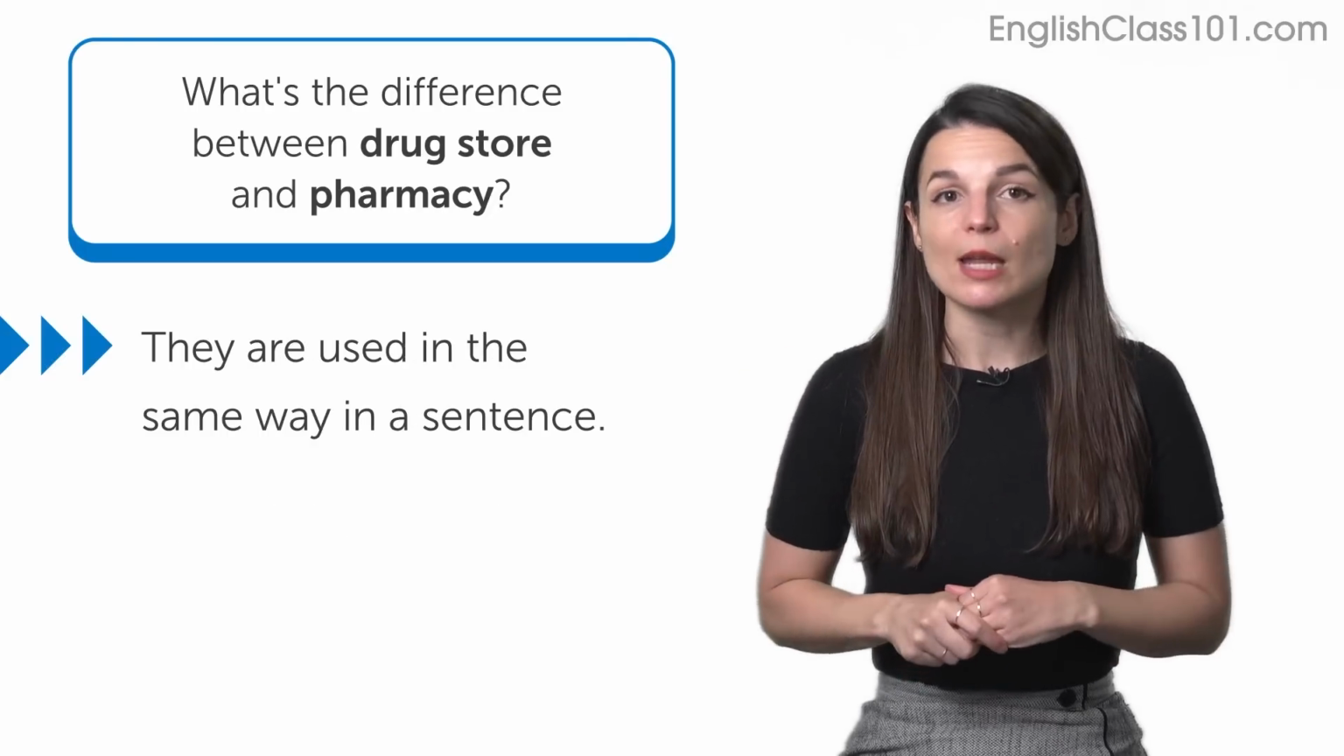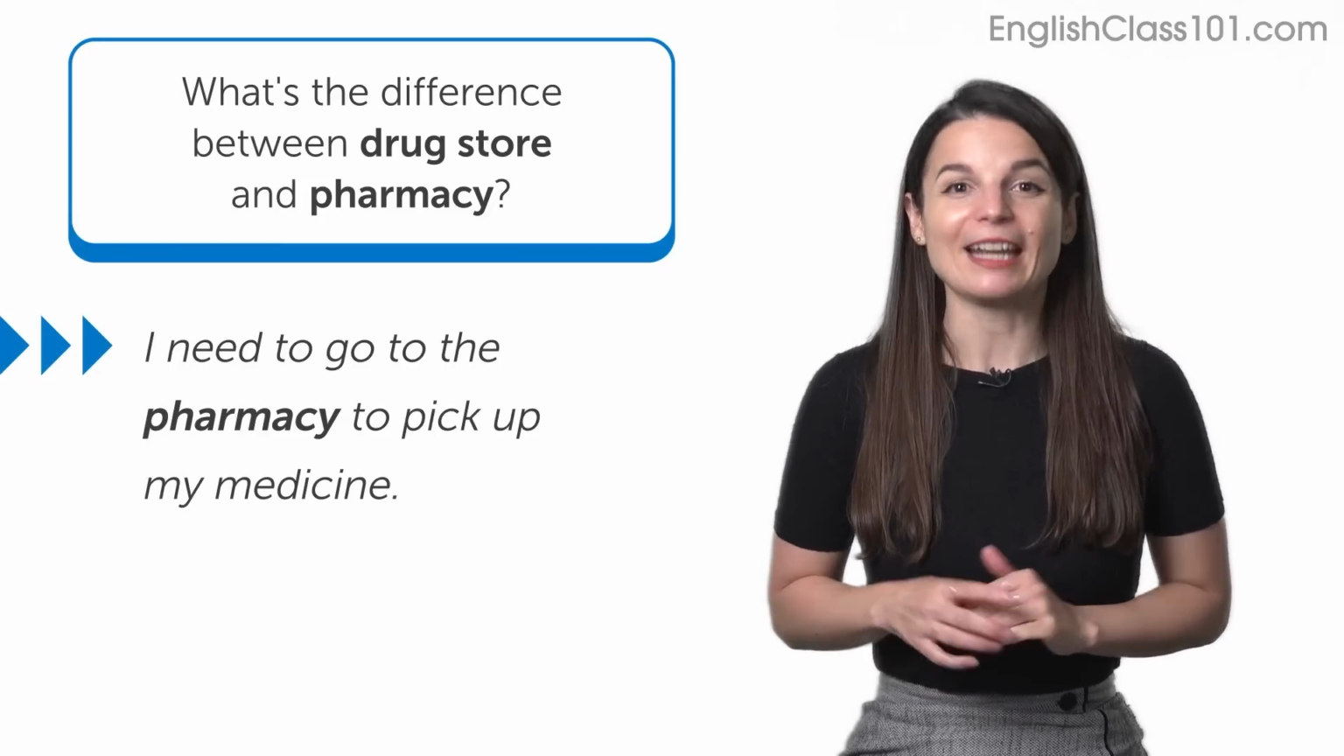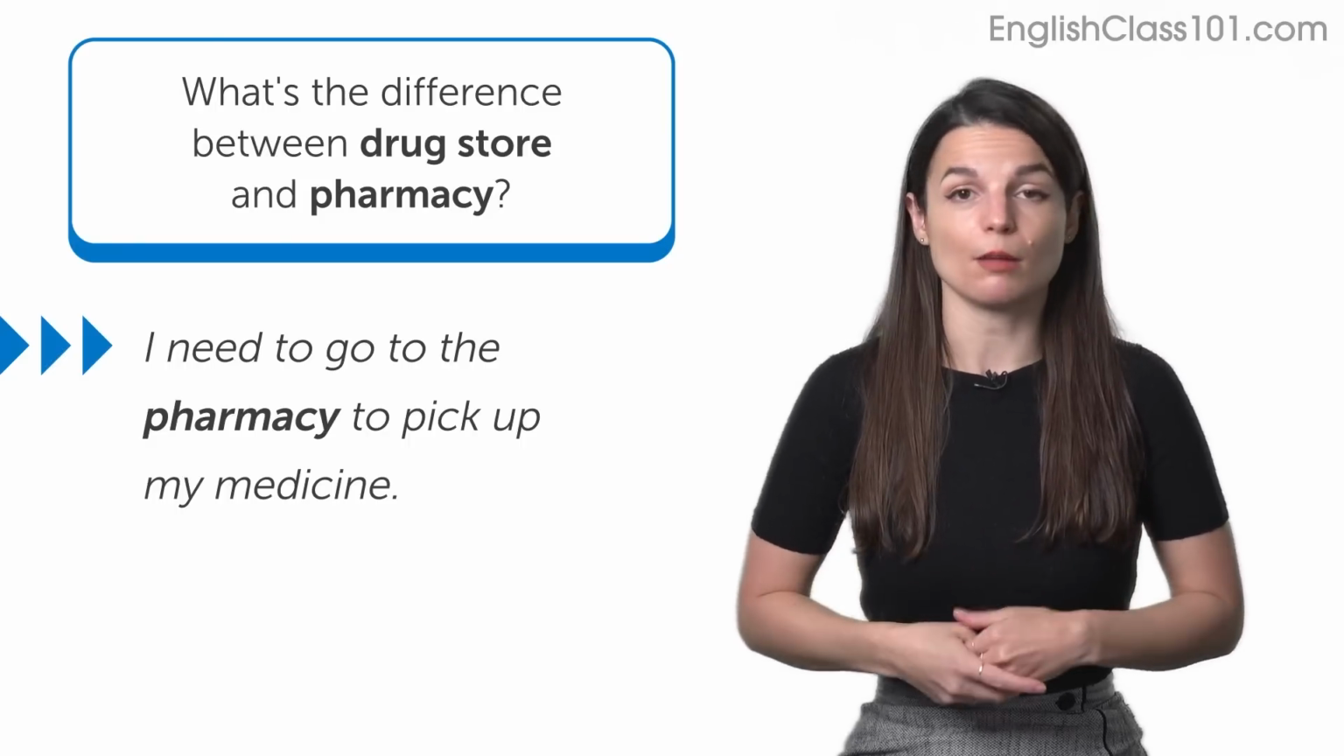We would use them in the same way in a sentence. Like, I need to go to the drugstore to pick up some things for the shower, or I need to go to the pharmacy to pick up my medicine. We would use them in the same position. They have the same part of speech.